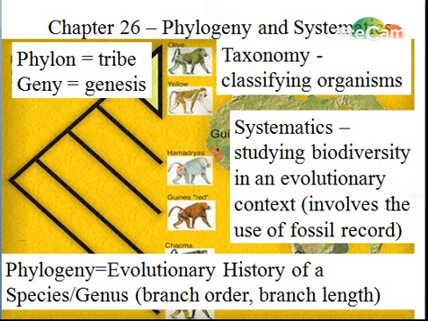And then the derivation of the word phylogeny comes from phylon, which is tribe, and geny, which is genesis. So how we come about with the beginning or look at the progression of a particular species and genus, the tribe, over time.